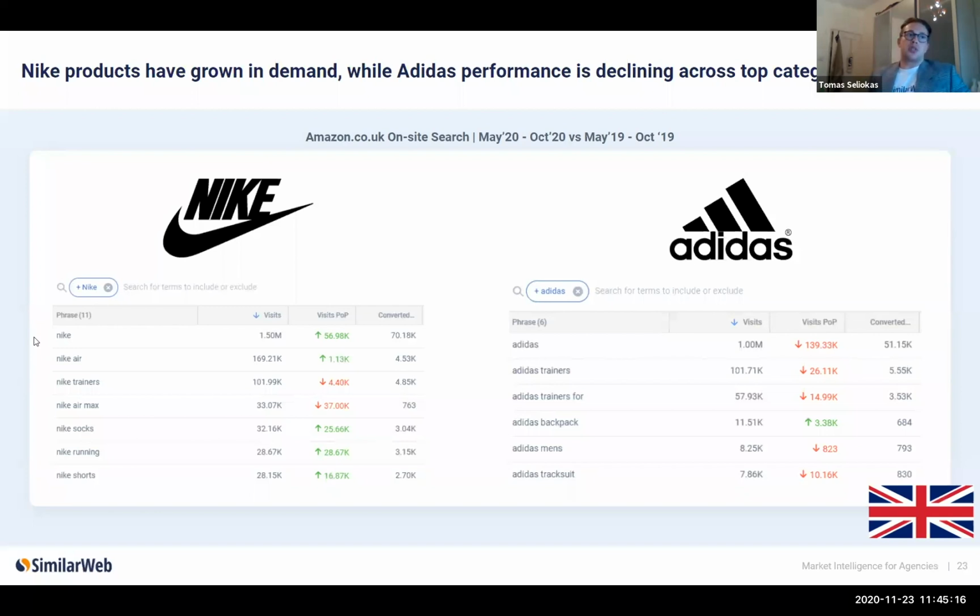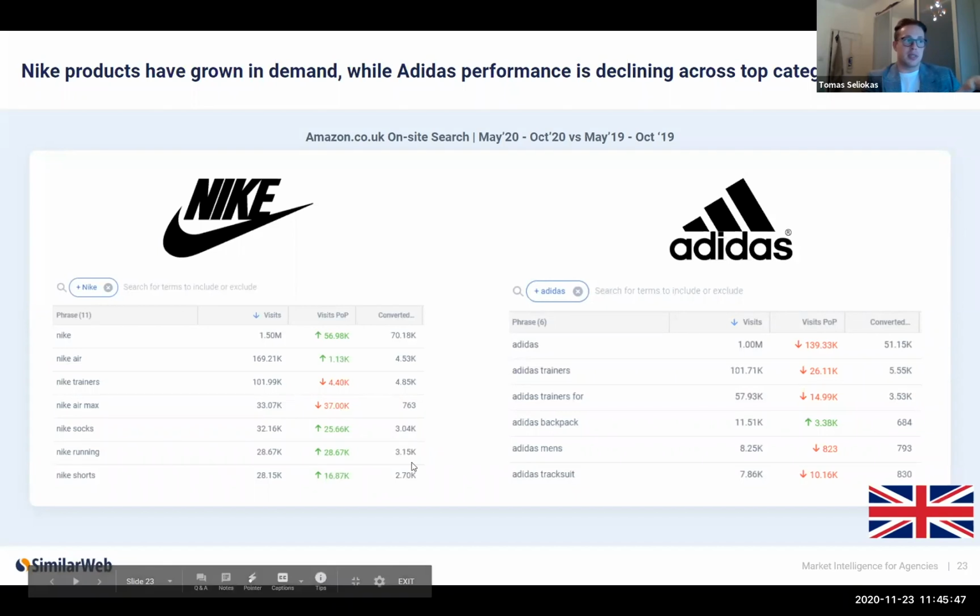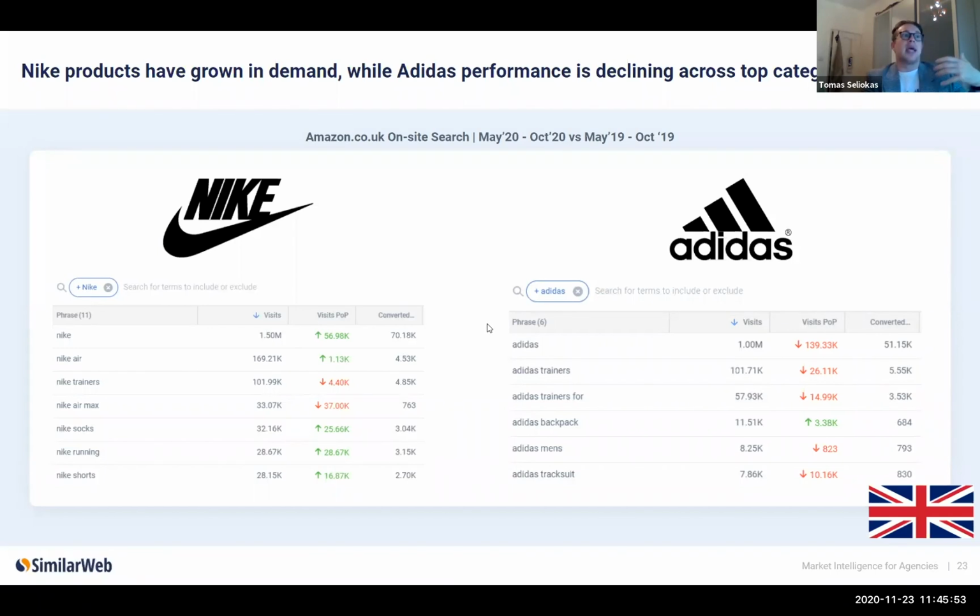Then another important use case is, of course, brand monitoring, because that's something that is very difficult to do from the agency side: looking into brand performance for a certain retailer. And here we can see Nike keywords and compare them to Adidas keywords. Again, we're looking at 6 months compared to 6 months last year. And it's very simple to see that visits for Nike, so demand for Nike products on Amazon, is growing. We can see them increasing, and conversions are also growing with visits. And then we see Adidas demand actually declining.